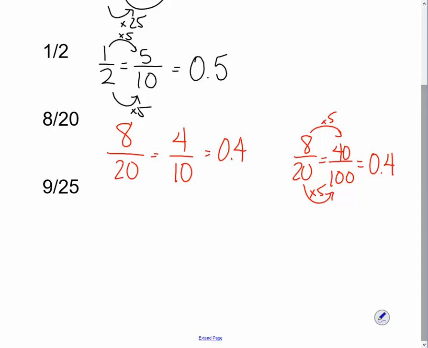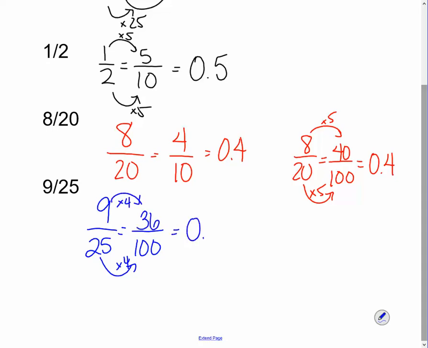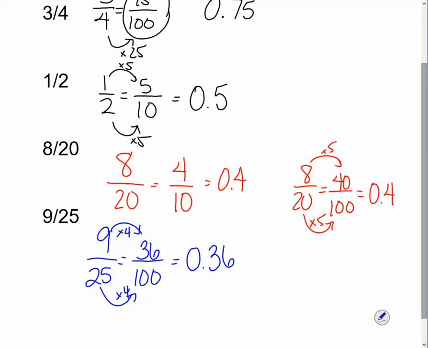Let's look at the last one here. If we had 9/25, to find out what that is as a decimal, well, we can make it out of 100 by multiplying it by 4. 9 times 4 gives us 36 out of 100, so you would read that 36 hundredths, and this is how you would write the decimal equivalent of that. So that's all fine and good when you have numbers on the bottom, the denominators right here, that scale up to a power of 10.